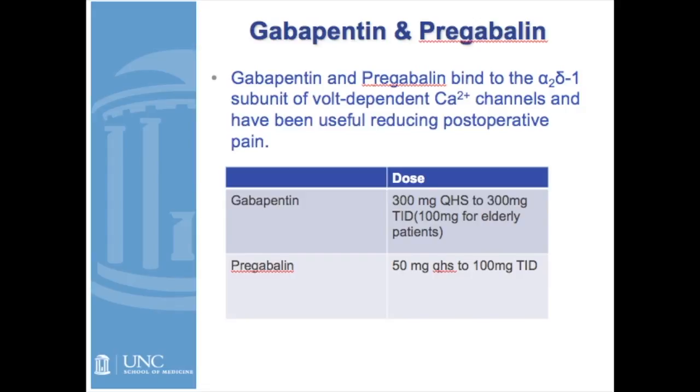For gabapentin, the starting dose in an inpatient regimen is 300 mg QHS, which can be titrated up to 300 mg TID. For elderly patients, you should use 100 mg. This inpatient regimen is more aggressive than starting as an outpatient, which is a much slower escalation. For pregabalin, the starting dose is 50 mg QHS and titrating up to 100 mg TID. The common side effects include dizziness, sedation, weight gain, peripheral edema and ataxia. For contraindications, please adjust the dose if renal insufficiency exists. There's also an increased risk of suicidal thoughts and behavior. It is important to avoid abrupt withdrawal.